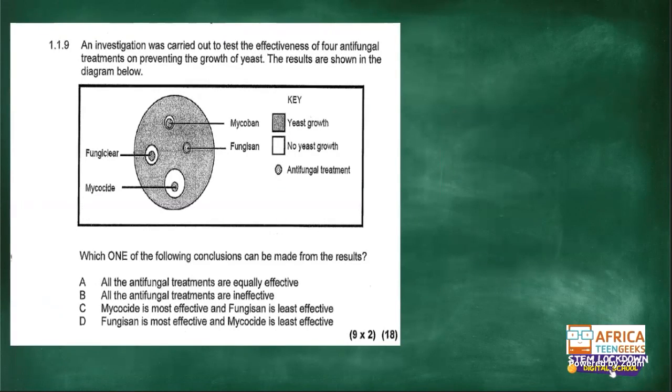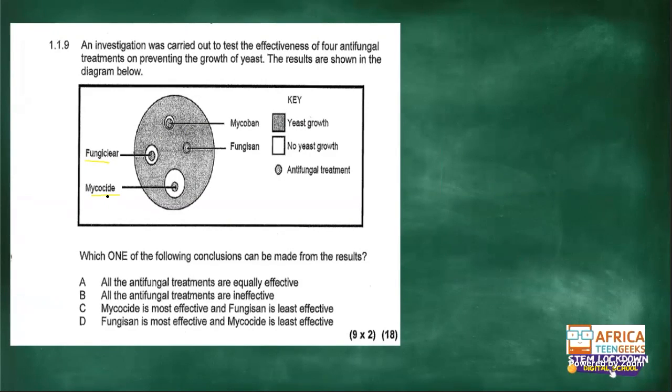Next question, 1.1.9. An investigation was carried out to test the effectiveness of 4 antifungal treatments on preventing the growth of yeast. The results are shown in the diagram below. So you've got your dish here, your petri dish or your agar plate. Then you've got Fungiclear, Mycocide, Mycopen, and Fungicen. Whenever you see this dotted area, which is black, it means there's yeast growth there. But if it's white, it means there's no yeast growth. And then this one here in a circle would be the antifungal treatment. So these ones here are the treatments, but here you're given the exact names of those particular treatments.